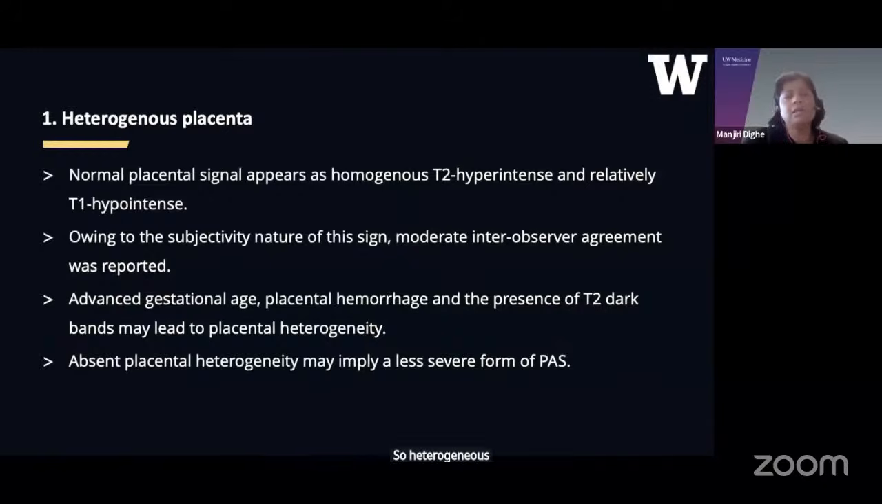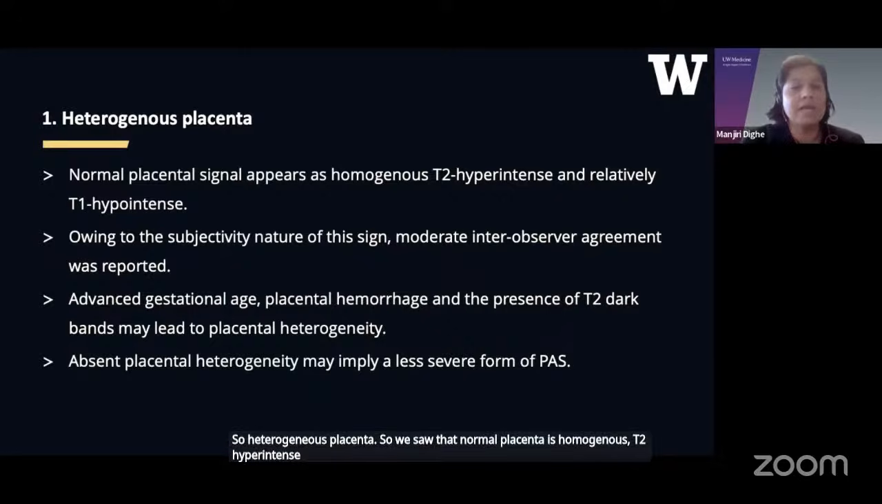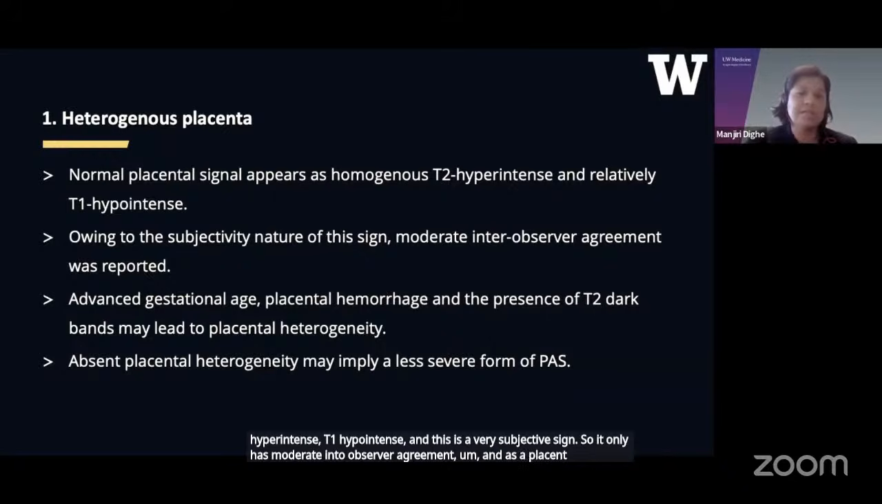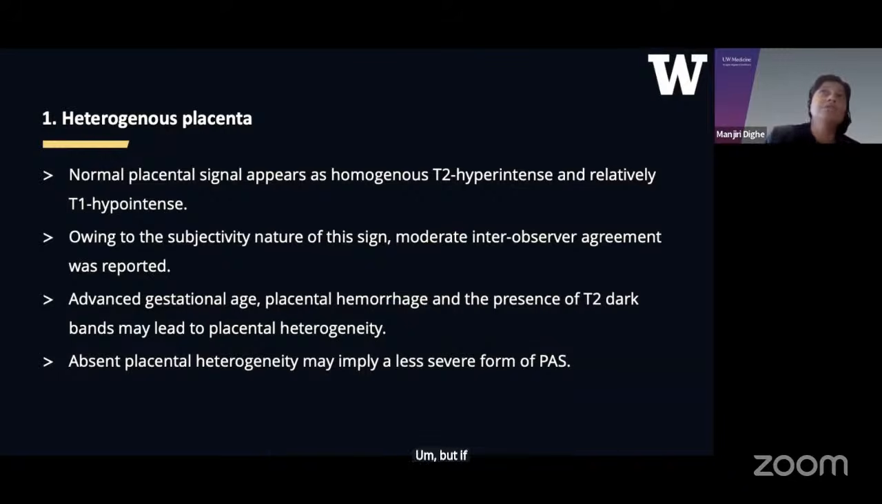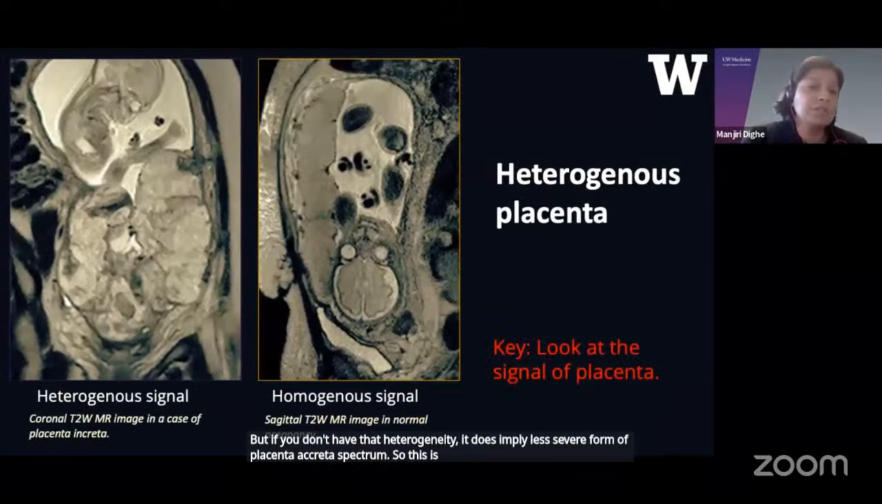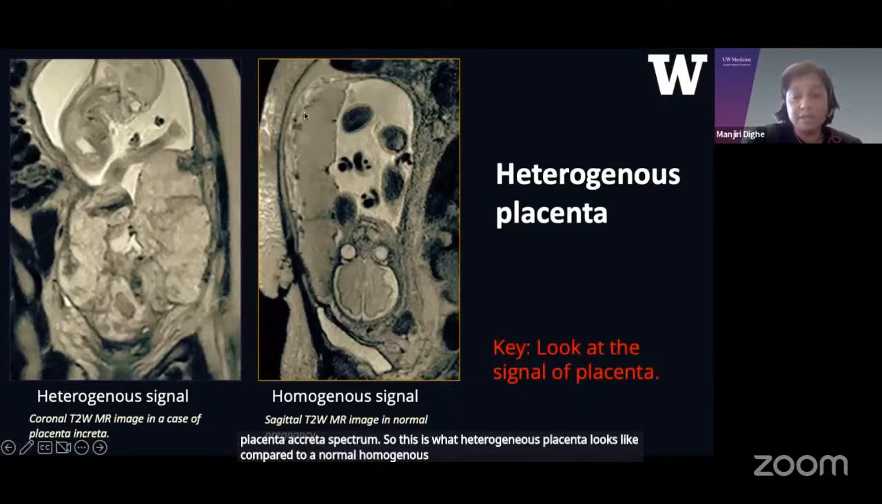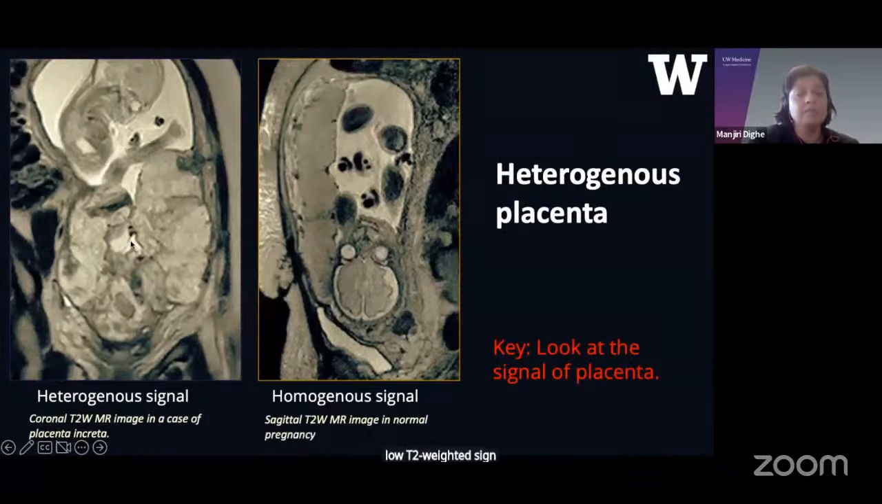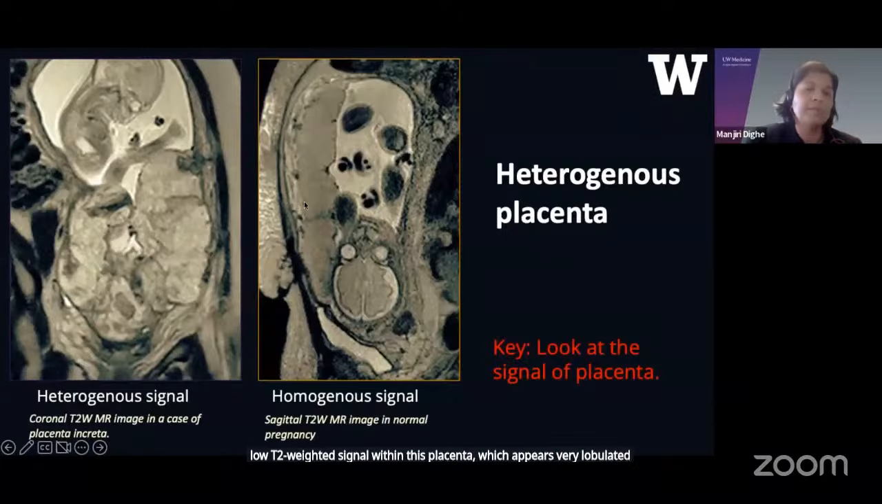So, heterogeneous placenta. We saw that a normal placenta is homogeneous, T2 hyperintense, T1 hypointense, and this is a very subjective sign. So it only has moderate inter-observer agreement, and as a placenta ages and there's hemorrhage, you can have more heterogeneity. But if you don't have that heterogeneity, it does imply a less severe form of placenta creta spectrum. So this is what a heterogeneous placenta looks like, compared to a normal homogeneous appearing placenta. You have areas of low T2 weighted signal within this placenta, which appears very lobulated, compared to your normal placenta.